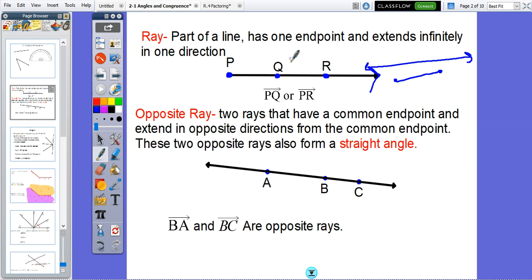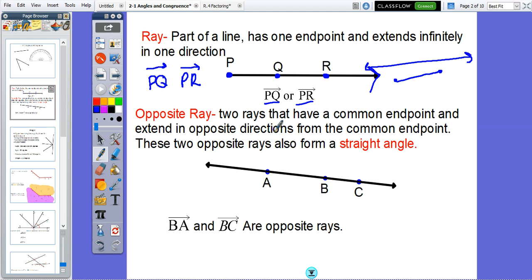Now, when it comes to labeling these rays, we only need two points. You see here, we always use the endpoint, and then we use one of the other points. Even though it goes through multiple points, it goes through an unlimited number of points because it goes forever in one direction. But there are two specific ones that are labeled. You only need one. Do not label it PQR. You either go PQ with a ray symbol above, or PR with the ray symbol above. You always start with the endpoint as one of the points.